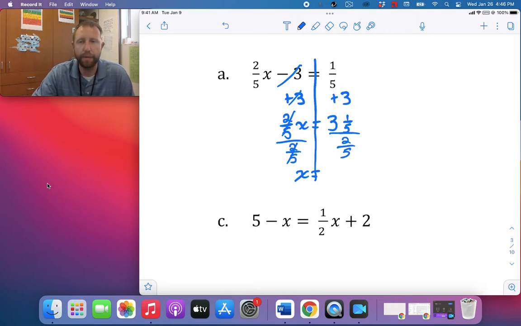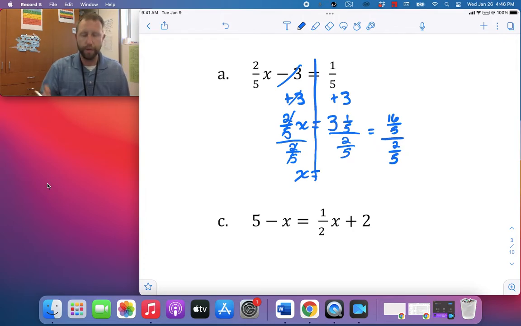So to do that, remember you just multiply the denominator by the whole number, so 5 times 3, and then add the numerator. So 5 times 3 is 15, add 1, that's 16. So this is really, okay, this is the same thing as 16/5 divided by 2/5.